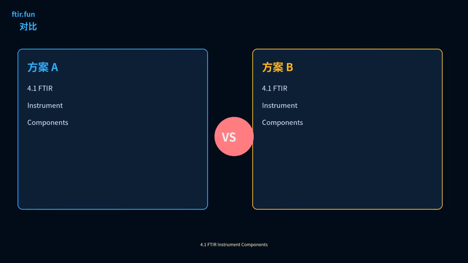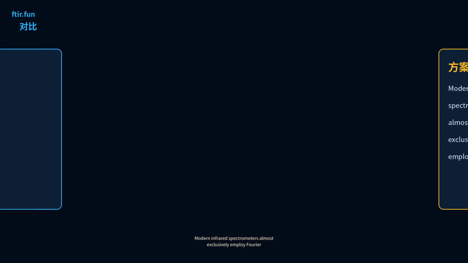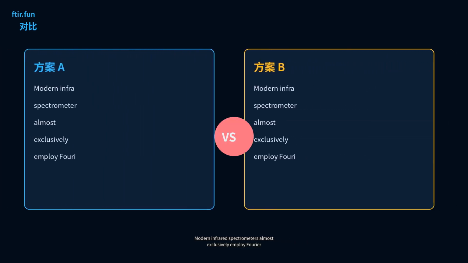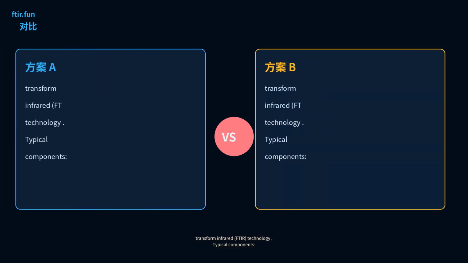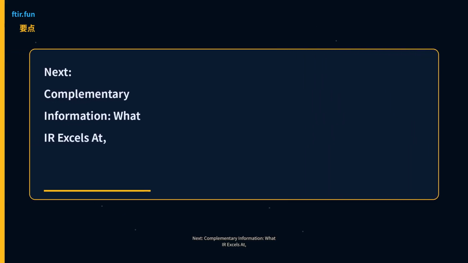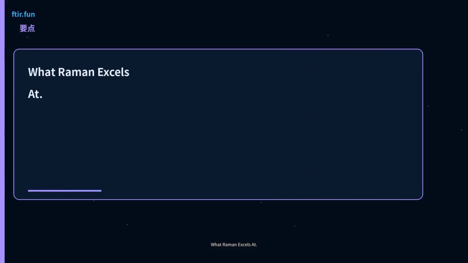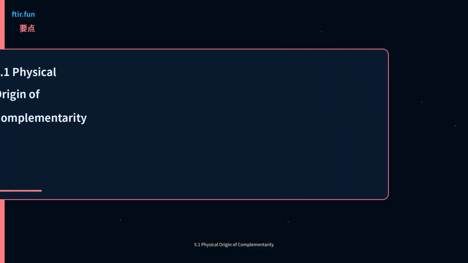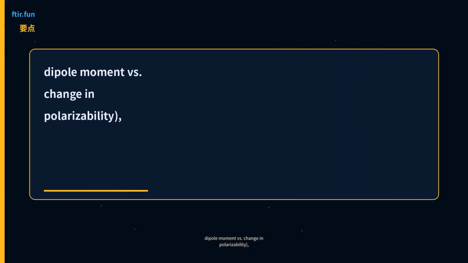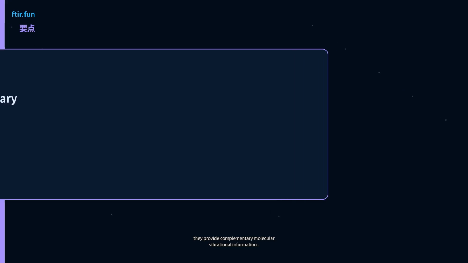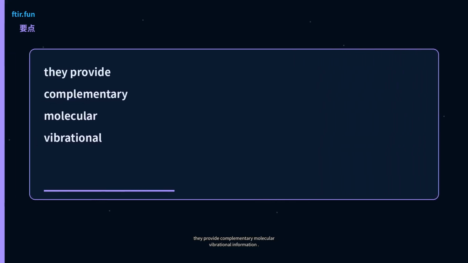5.1 FTIR instrument components. Modern infrared spectrometers almost exclusively employ Fourier transform infrared technology, with analytical components. Next, complementary information. What IR excels at, what Raman excels at. 5.1 Physical origin of complementarity. Since IR and Raman follow different selection rules, change in dipole moment vs change in polarizability, they provide complementary molecular vibrational information.